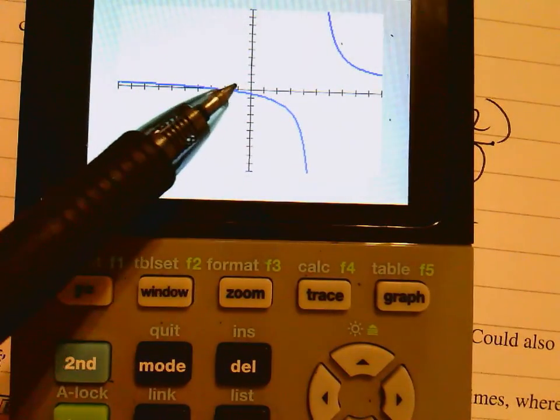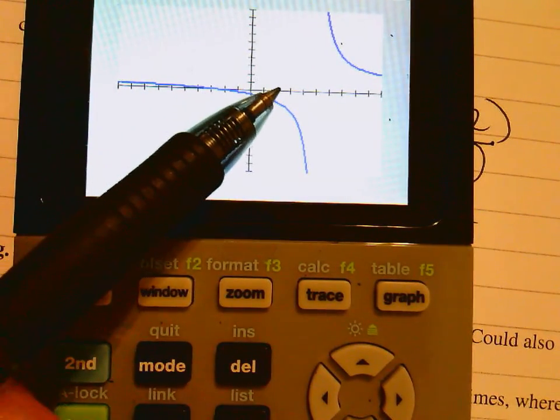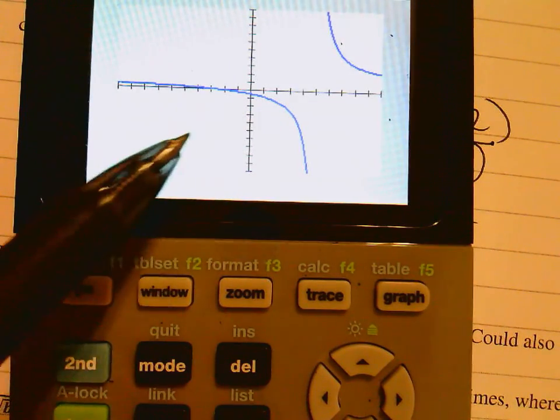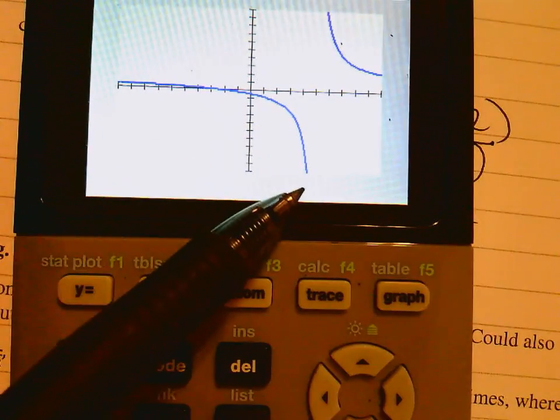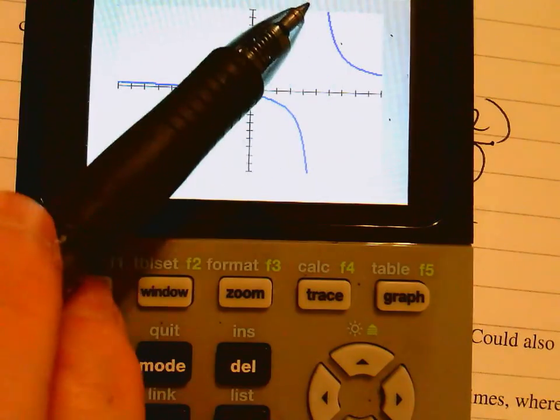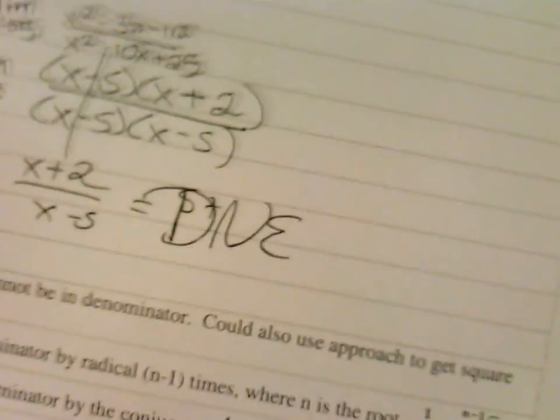At 5, there's a vertical asymptote. So 1, 2, 3, 4, 5. So as x is approaching 5 from the left, it's going to negative infinity. As it's approaching from the right, it's going to positive infinity. So that limit does not exist. Okay?